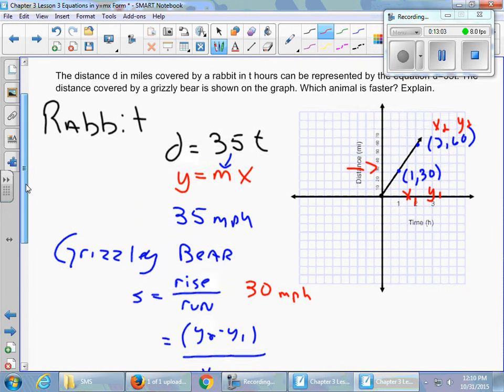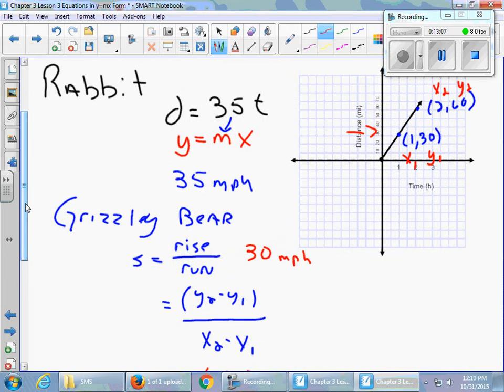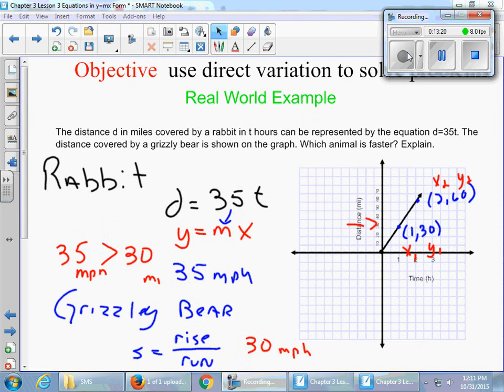So in our question, which animal is faster? We explained our rabbit is faster because 35 is greater than 30. Okay, any questions on how we did that, please write them down or review the video, as we will proceed to our next real-world example in this lesson.